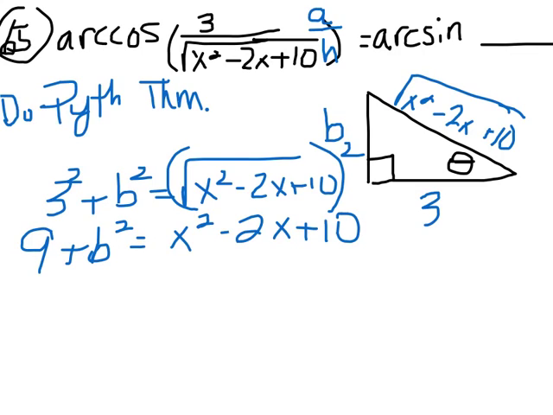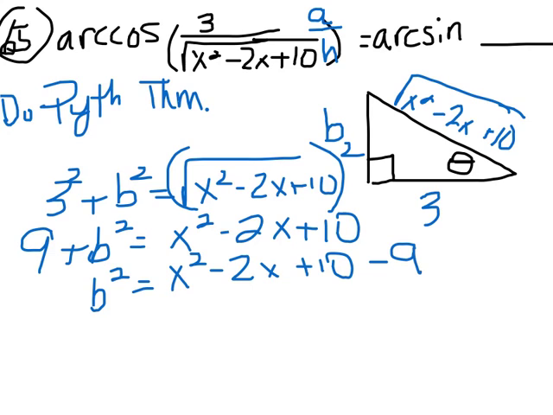All right, so if I want to find this, I'm going to subtract 9 from both sides, right? So x squared minus 2x plus 10, and then I'm going to move the 9 to the other side by subtracting it from both sides. So if I simplify that, what I did was subtract 9. Hopefully all you guys saw what I did there. So that's going to be what? b squared is x squared minus 2x plus 1. Now, is that factorable? Yep.